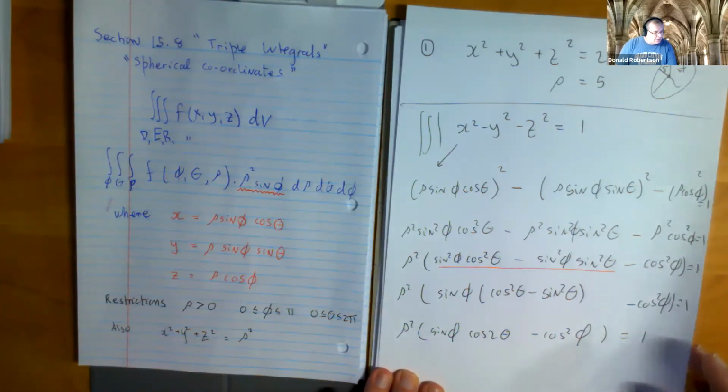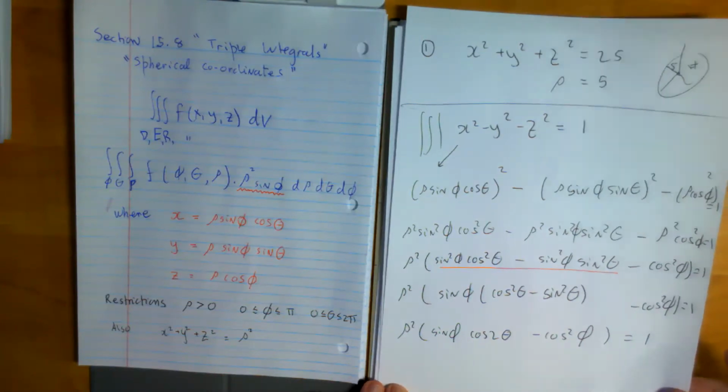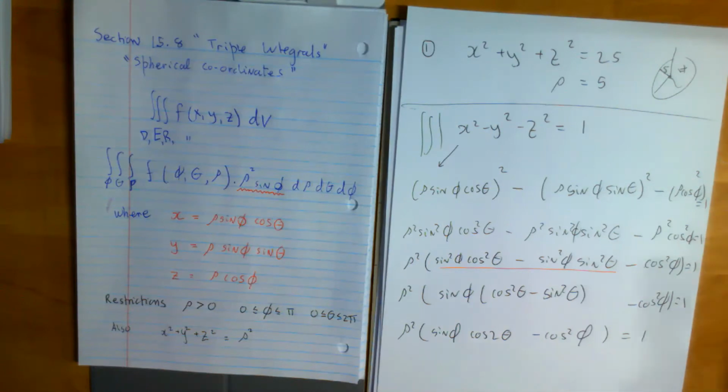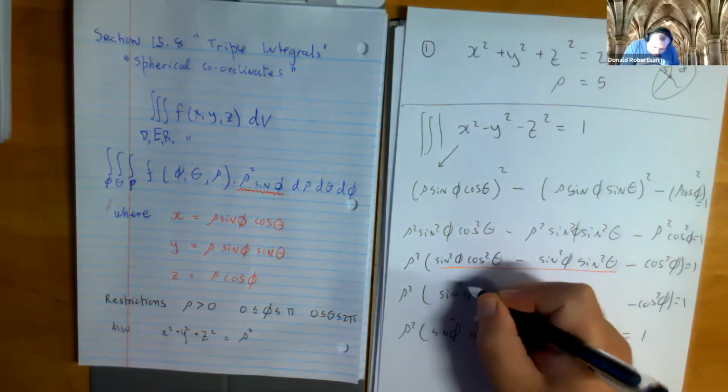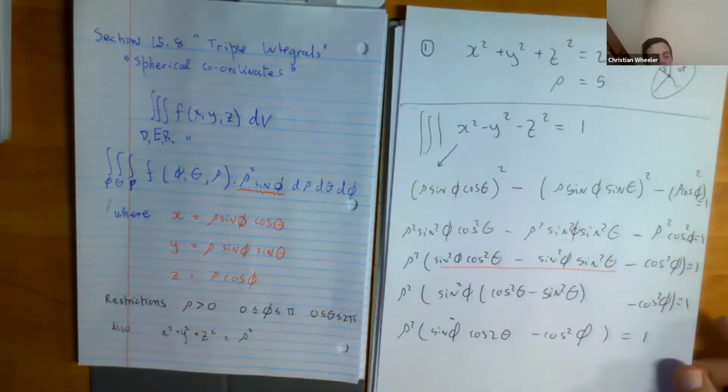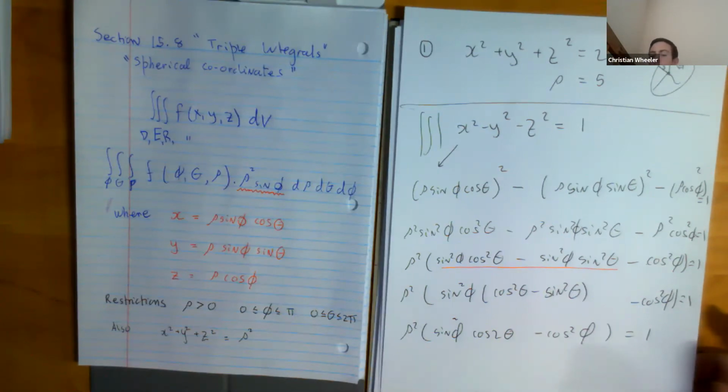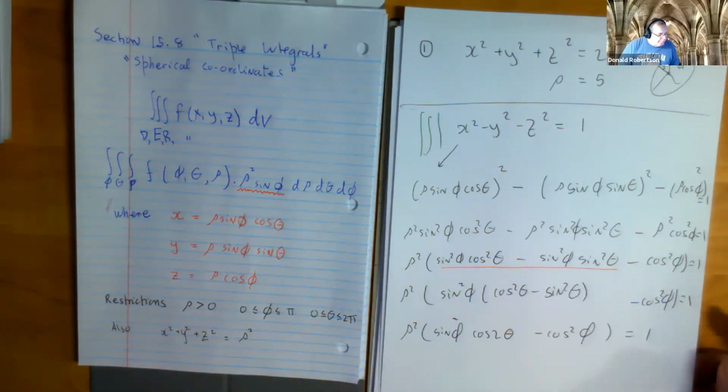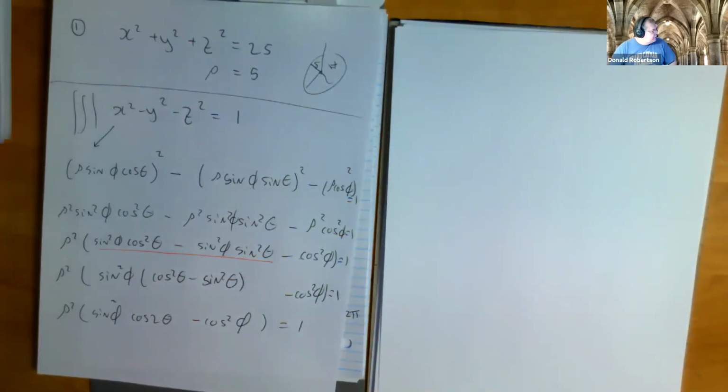Are we good? Is the sine phi supposed to be sine squared? Yes, it is. Yes. Are we good? Put that there for a second.